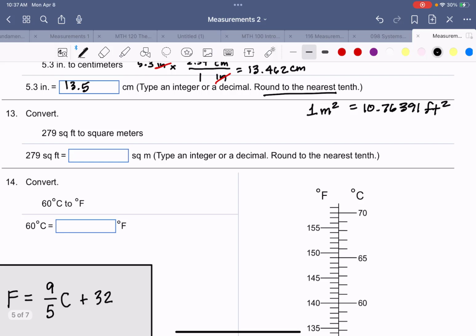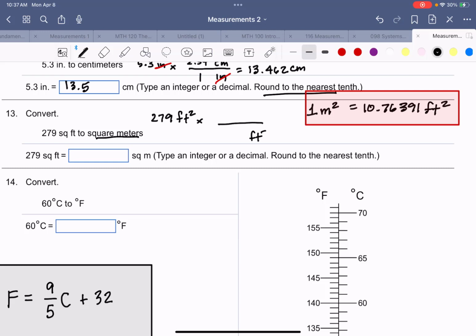Example 13. Convert 279 square feet to square meters. So here's our conversion factor. 1 square meter is 10.76391 square feet. We want to remove the square feet and end up with square meters. So 279 square feet, put your square feet on bottom, and your square meters on top. One of those square meters, 10.76391. This time we have to divide.